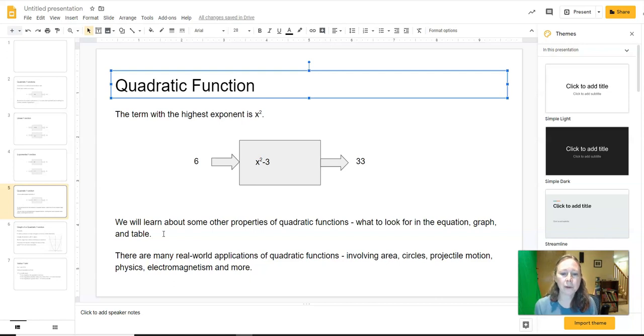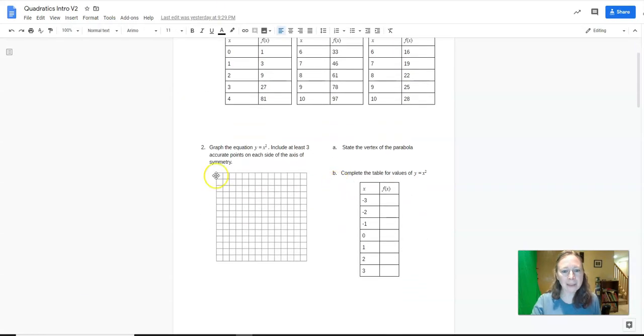Quadratic functions are important because there's tons of real-world applications. The biggest examples involve area and circles, so geometry applications, and also many things in physics have to do with quadratic functions. Projectile motion, planetary motion, electromagnetism. There's a lot of things that involve forces and gravity that include quadratic functions, so they're super relevant just for understanding basic mechanics.